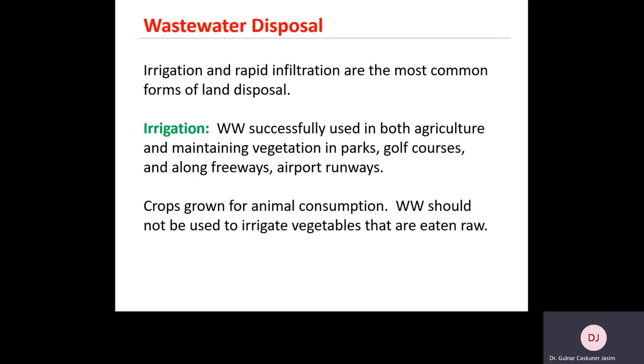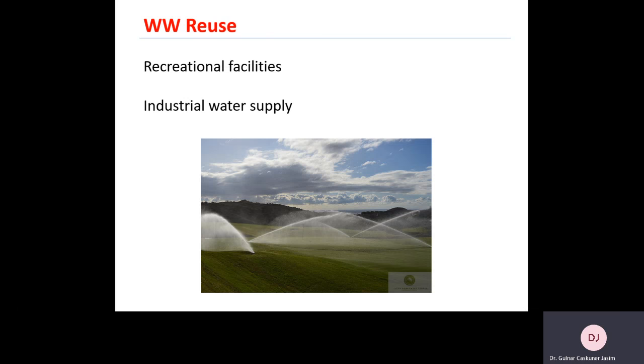And usually this effluent, we usually call it treated sewage effluent, TSE, should not be used to irrigate vegetables if they are eaten raw. And as has been explained, this treated sewage effluent can be used in recreational facilities, such as in big golf areas or landscape irrigation, or it might be used as a source of industrial water supply.